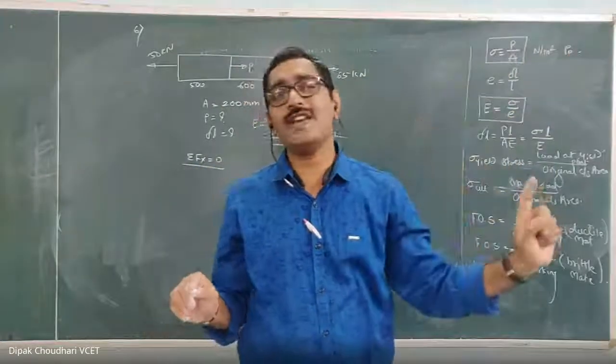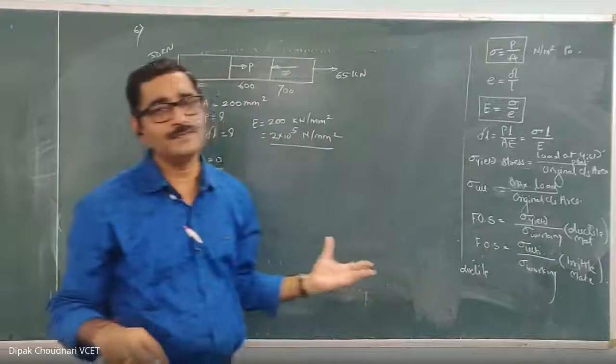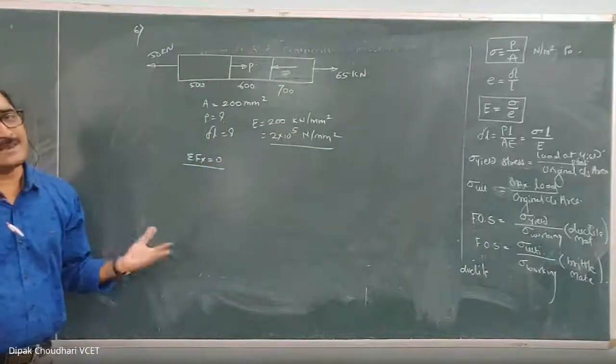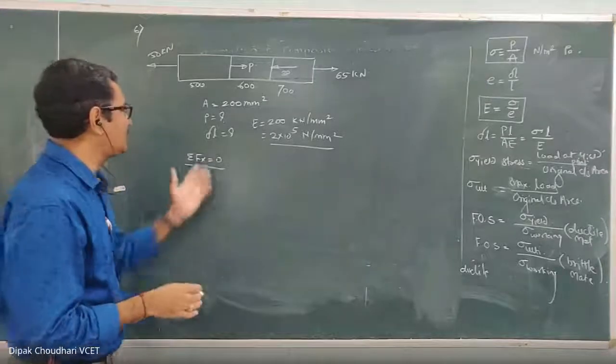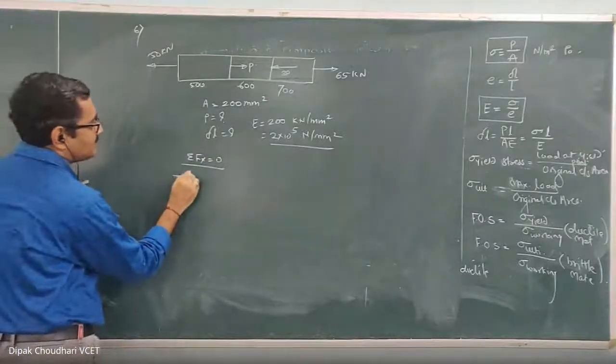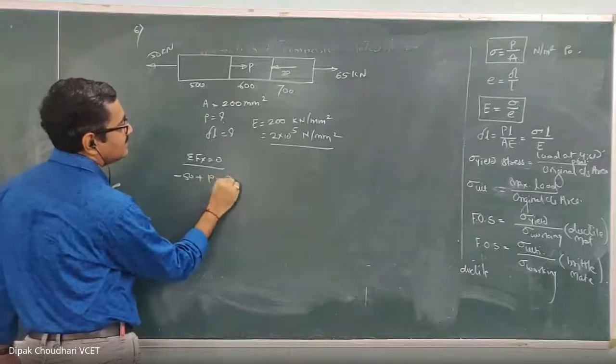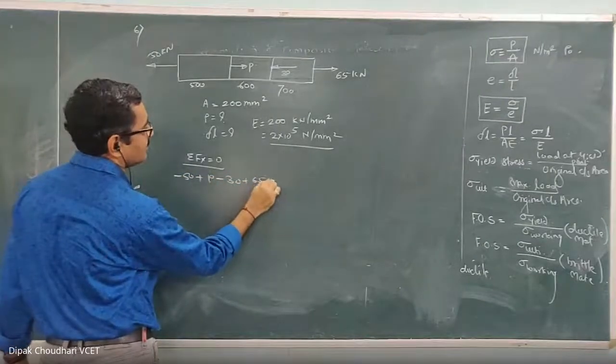And the sign convention for the axial forces is tensile positive and compressive negative. Okay, just now I explained that is the sign convention for the axial forces. Here, so it is minus 50 plus P minus 30 plus 65 equal to 0.